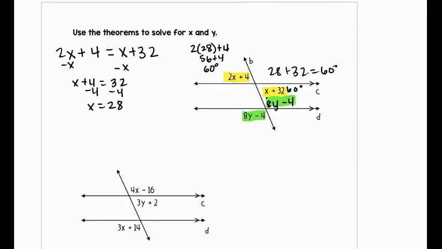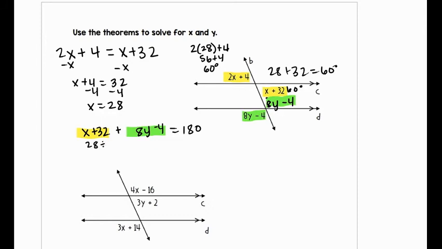So that means that the yellow angle plus the green angle should equal 180 because they are consecutive interior and they must be supplementary. So that means I can take x plus 32, add it to the 8y minus 4, and set it equal to 180. Then I can just solve using what I know.